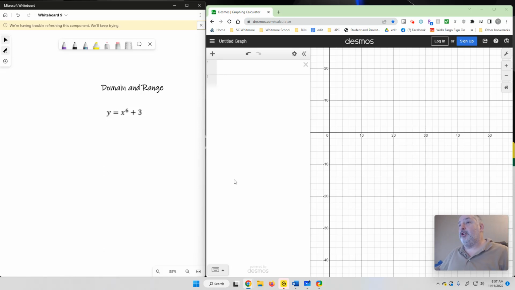We're looking at how to find domain and range from a function. So I'm going to give you three functions similar to the ones you see in your lesson. We'll talk about how to find the domain and range.